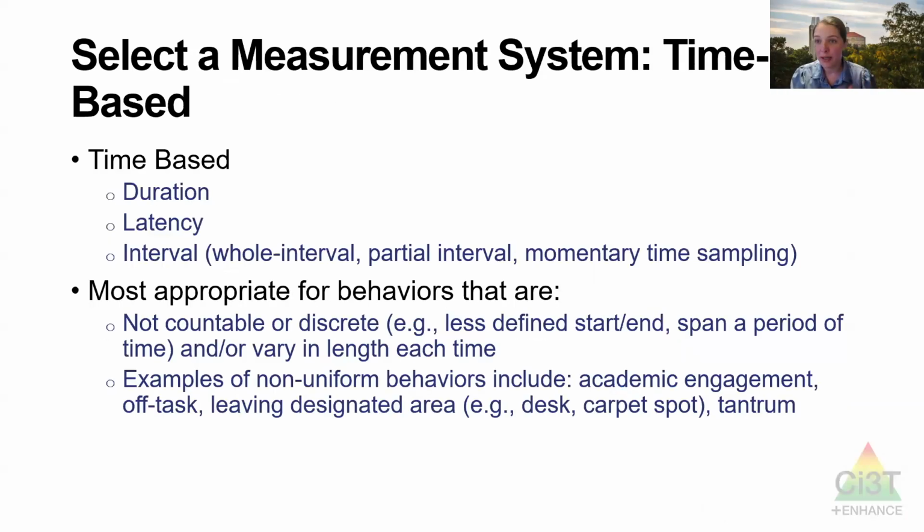So we practice an event-based system. So frequency and rate, those are kind of when you're keeping tallies, every single behavior is counted in those. And our time-based methods, that's duration, latency, and the different types of interval recording, we're not counting every single time. So these types of systems are really great for behaviors that are not countable or not discrete. And by that, we mean they have like a less defined start and end. So it would be a little bit hard to do a really clear start and end, or they might span a period of time, or there's a lot of variety in how long they last.